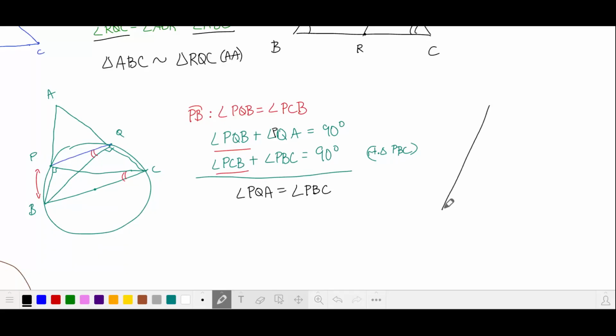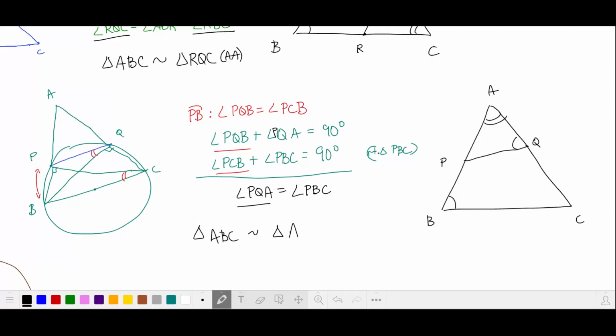As above, we'll look for our similar triangles by simplifying our diagram again. I'll draw PQ here. We have PQA over here is congruent to PBC down below, and they have this shared angle at A. So we have that triangle ABC is also similar to triangle AQP.